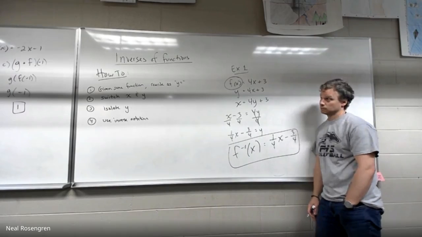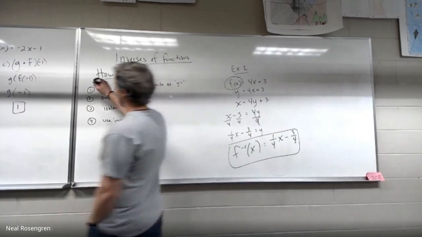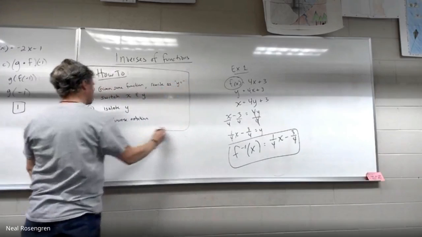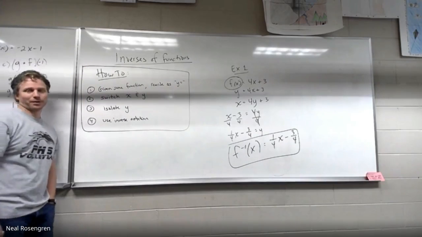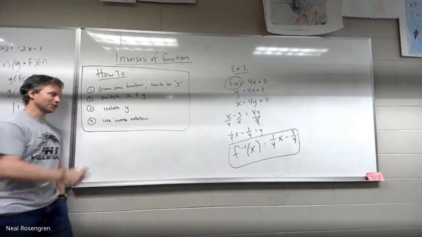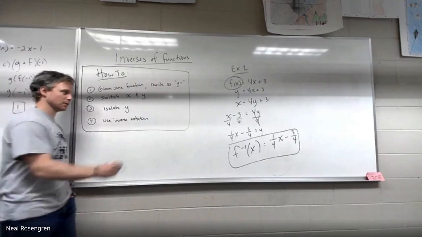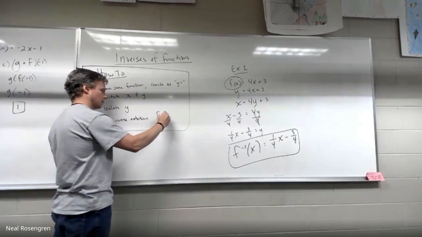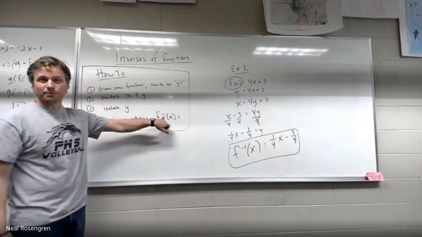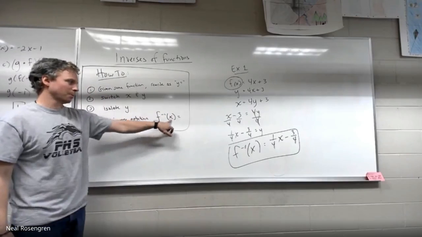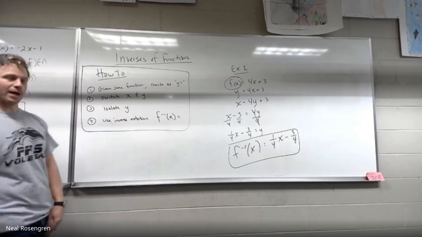And that's it. That's how we're going to do it. Every time we want to find inverses, rewrite it as y equals, switch x and y, solve for y. And then whatever you get, just use that nice inverse notation, where you put the little -1 after the name of the function but before the input, whatever that x is.